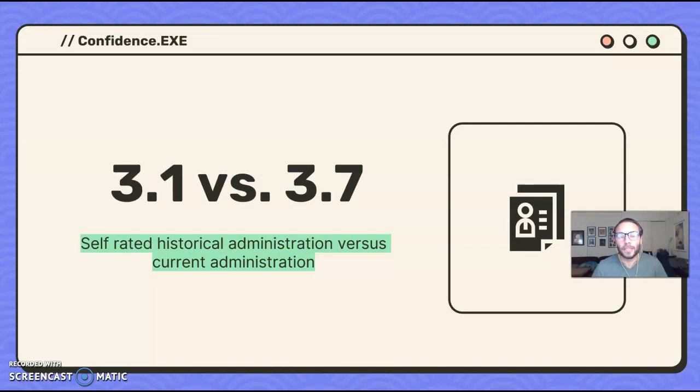And then, part of the way through, campuses rated their historical completion success rates at 3.1 versus a current success rate of 3.7. I did find that campuses actually in general were pretty honest. You do see a very positive correlation between campus completion rate and campus self-rated success rate. So first of all, kudos to all of you for having honest reflections about that kind of information.